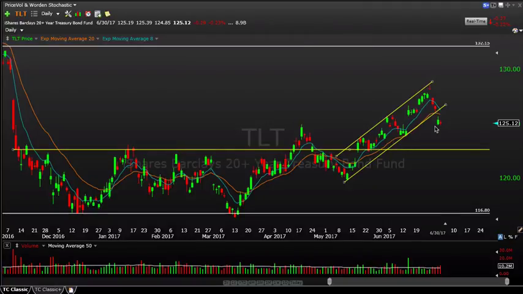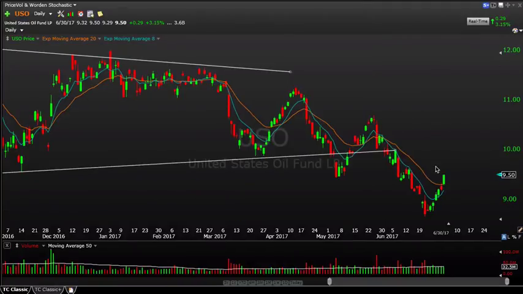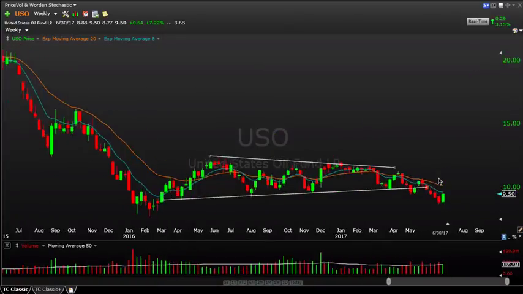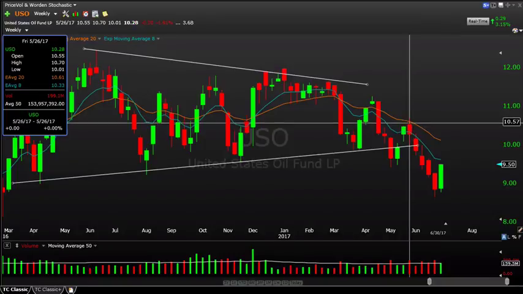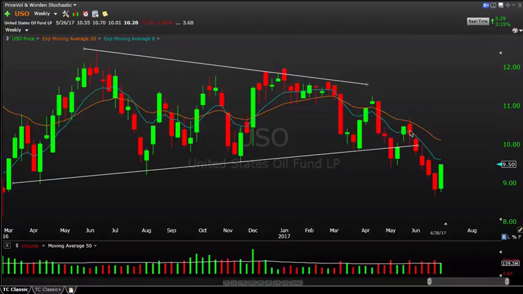So that's TLT. Let's go to oil next, which saw a very nice close to the week here. In fact, a 7% rally here for USO. That's pretty impressive. It's had 5 weeks in a row of selling, so it's down from as high as 1060 down to 950 where it closed. So we still lost $1 in the past 6 weeks of trading, but this bounce back was nice.